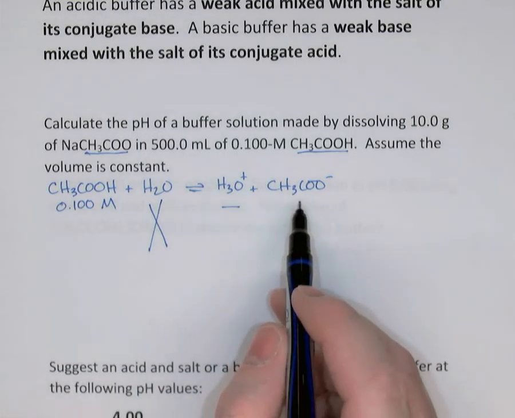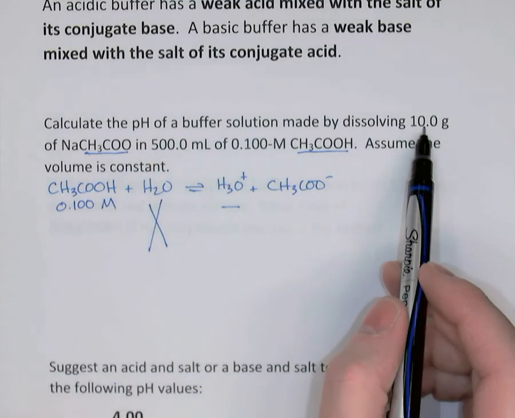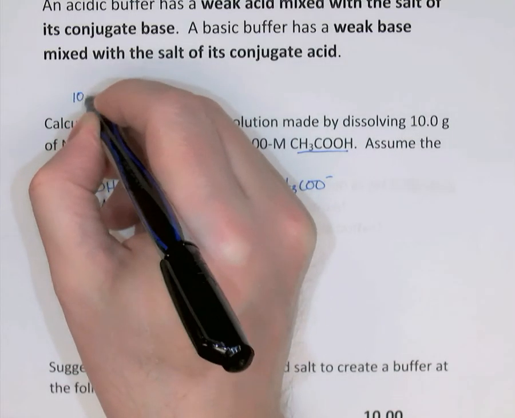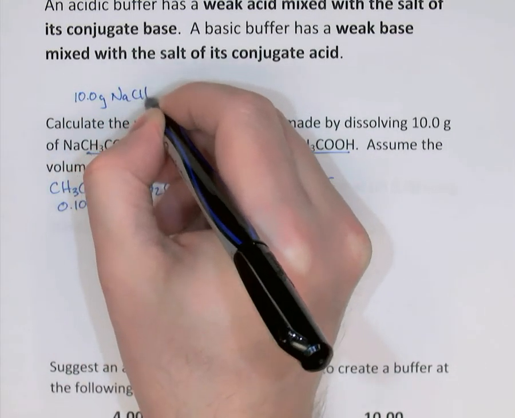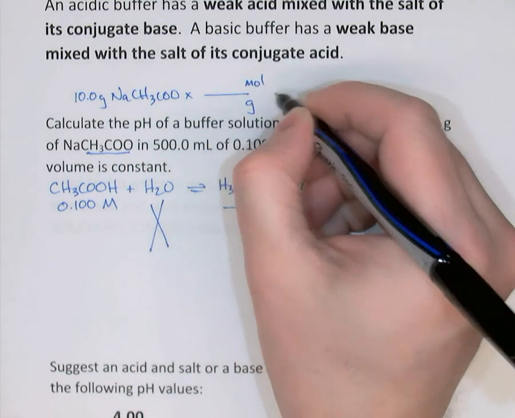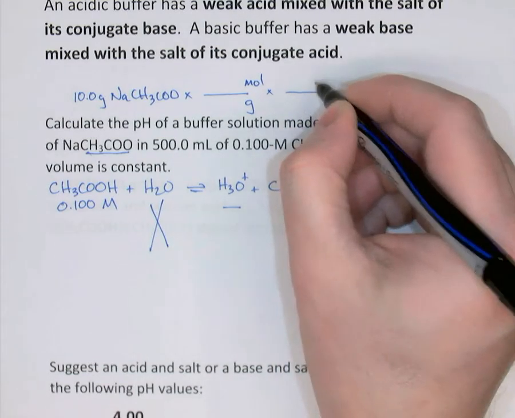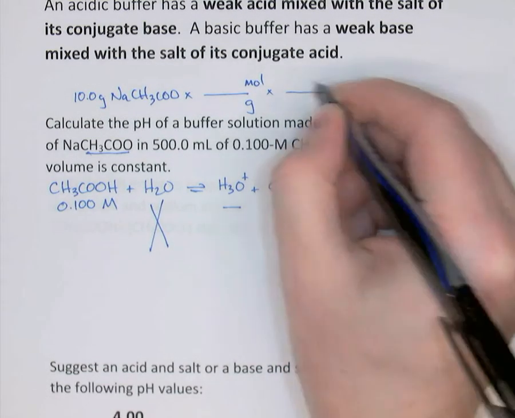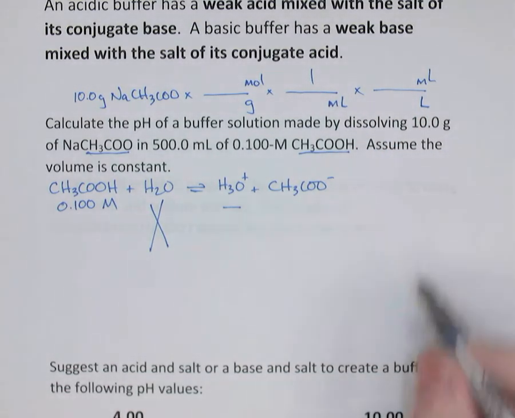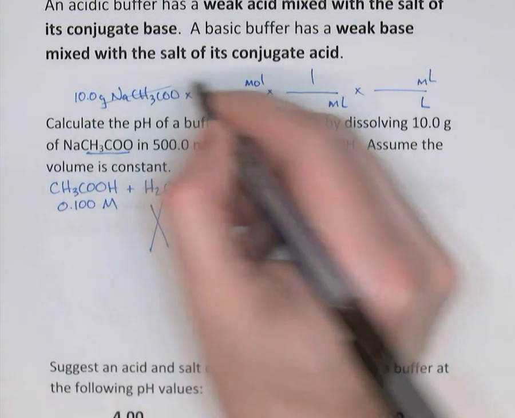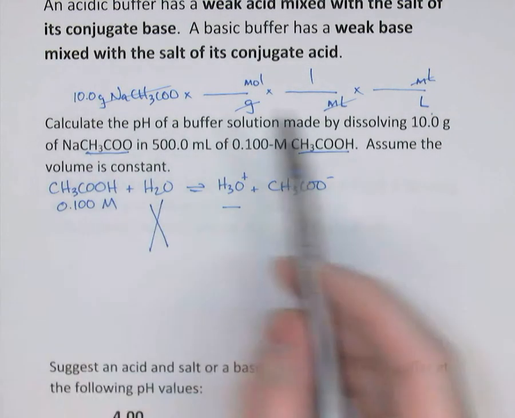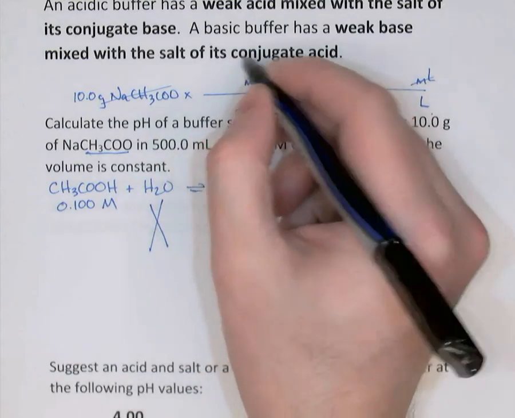Now I'm going to quickly calculate the concentration of the base. We have 10 grams of sodium acetate, so let me just do that up here. 10 grams sodium acetate. I'll get rid of the grams and I'll switch to moles, and then I'll divide that by the volume in milliliters, and then I'll get rid of milliliters and divide by the volume in liters. So now when I'm done, grams will cancel, mL will cancel, I'll have moles per liter, I'll have the concentration of the salt.